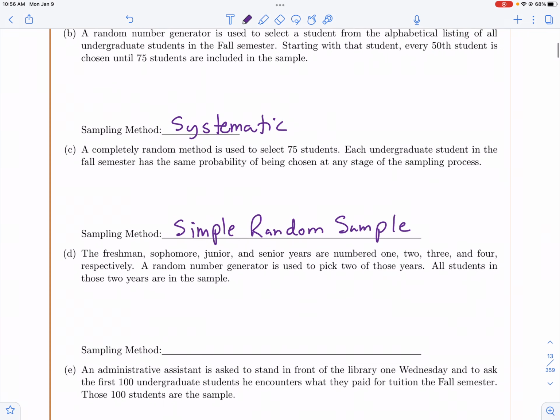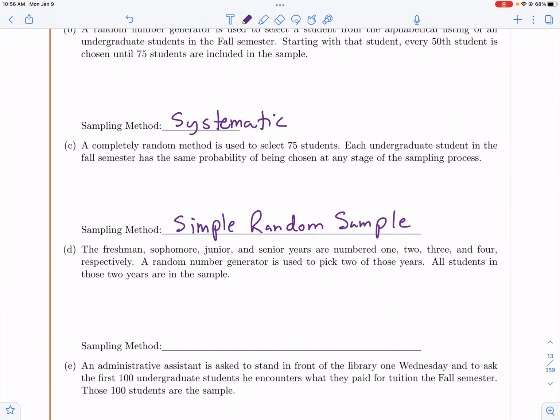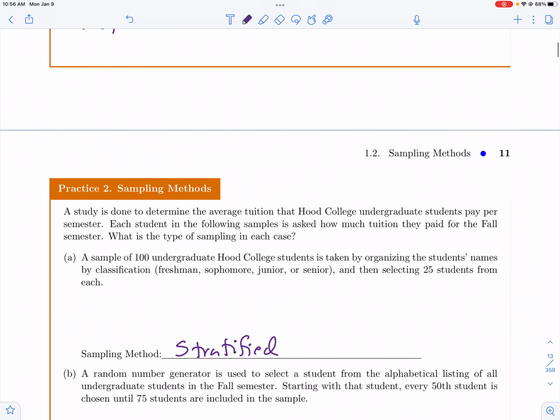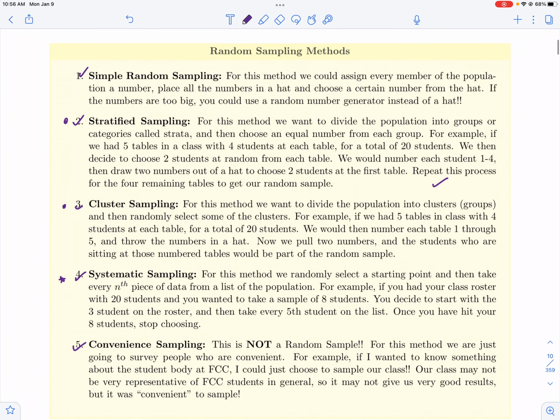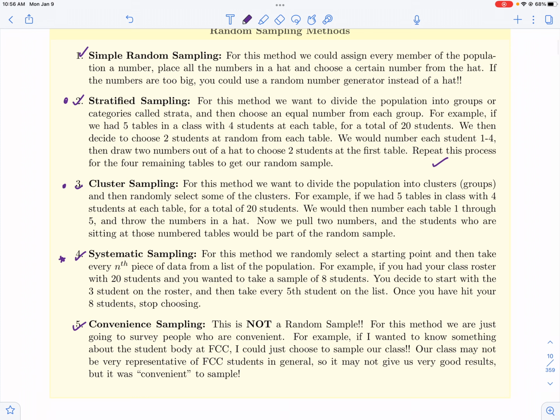The freshman, sophomore, junior, and senior years are numbered 1, 2, 3, and 4 respectively. Random number generator is used to pick 2 of those years. All students in those 2 years are in the sample. So again, in this case, they're broken up into groups, but we're choosing 2 whole groups, like freshman and sophomore, or sophomore and senior. So this is going to be our cluster sampling.